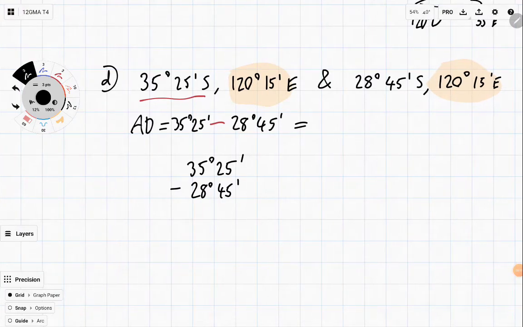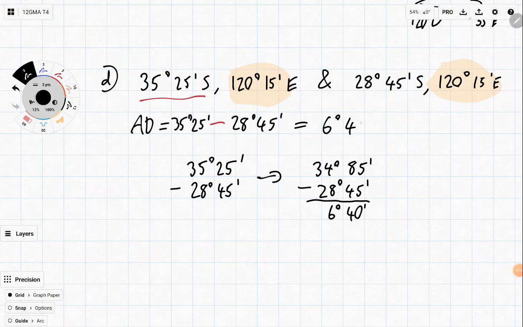So when I convert 1 away, this becomes 34 degrees and then 25, but I've now got the 60 minutes as well. So this in total becomes 85 minutes. Subtract 28 degrees and 45 minutes. And this is going to be a lot easier to do because 45 off 85 just leaves us with 40 minutes, and 28 off 34 is 6 degrees and 40 minutes. And so the angular distance would be 6 degrees and 40 minutes.